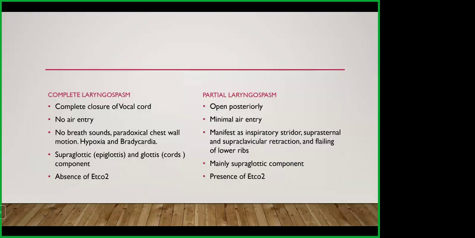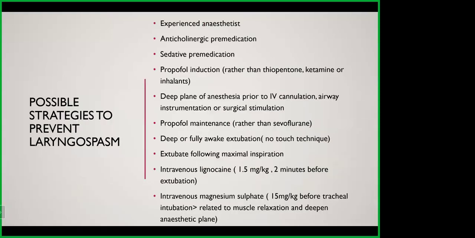Since in complete laryngospasm, there is no air entry, no breath sound, the chances of hypoxia and bradycardia to ensue is very fast. Whereas in partial laryngospasm, hypoxia and bradycardia happens late. There will be EtCO2 in partial laryngospasm as there is airflow, but in complete laryngospasm, there will be no EtCO2. In our day-to-day practice, there are some possible strategies to prevent laryngospasm. When you recognize a patient which is prone to laryngospasm, an experienced anesthetist should perform laryngoscopy.